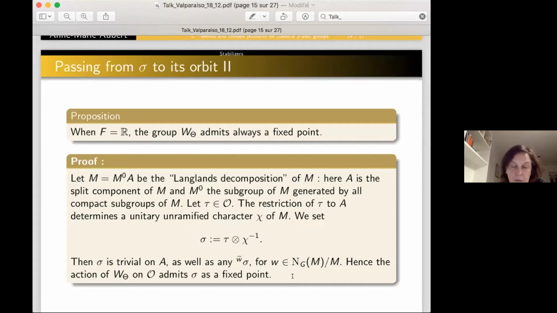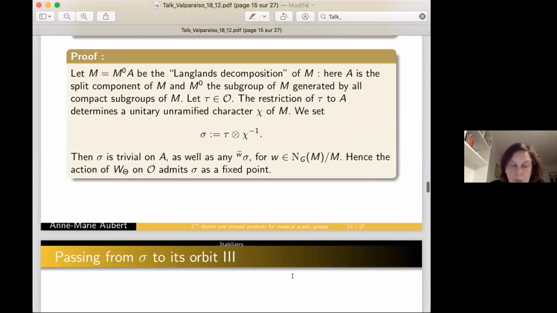And it provides a fixed point for the action of W theta on O. So it's very nice. Which means that assumption 1 is always satisfied in the real situation.